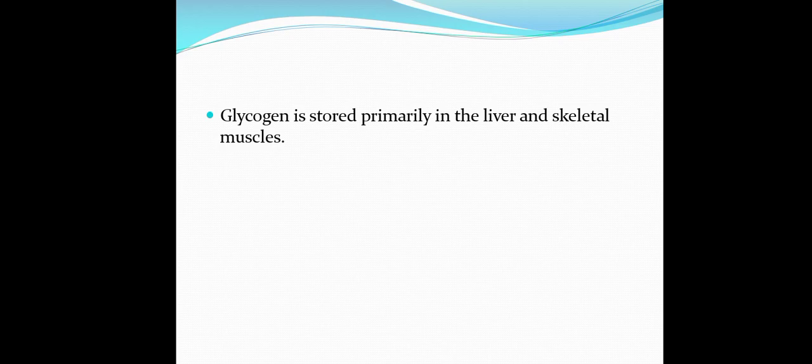Now, glycogen is preferentially stored within the liver and the skeletal muscles. Within the liver, it is used for the maintenance of blood glucose levels. Whenever there is a higher concentration of glucose in the blood, this glucose is converted into glycogen and stored within the liver and skeletal muscles.